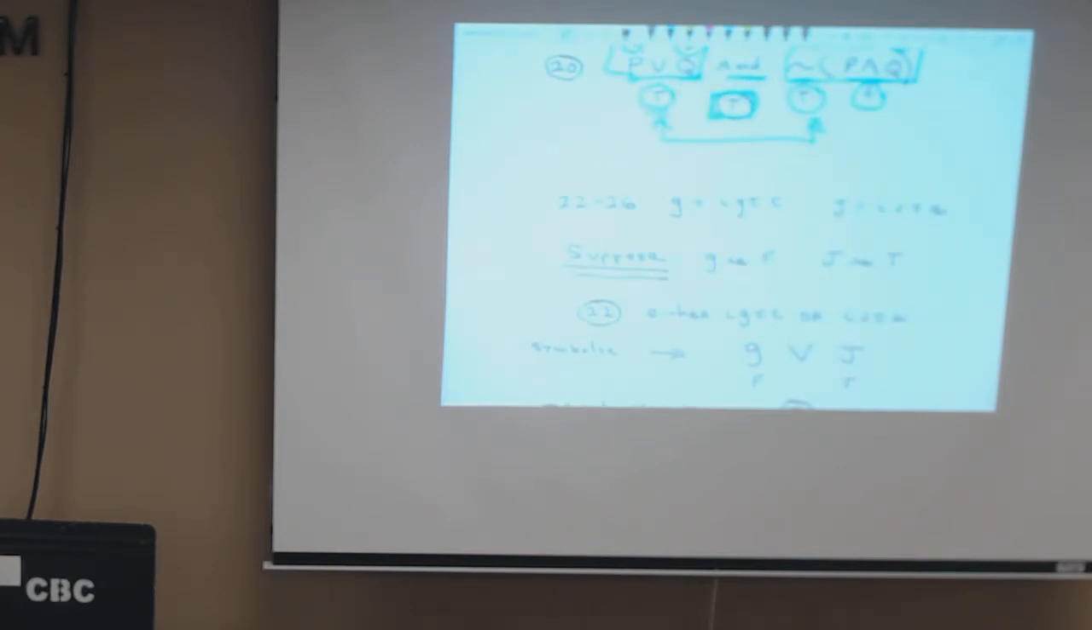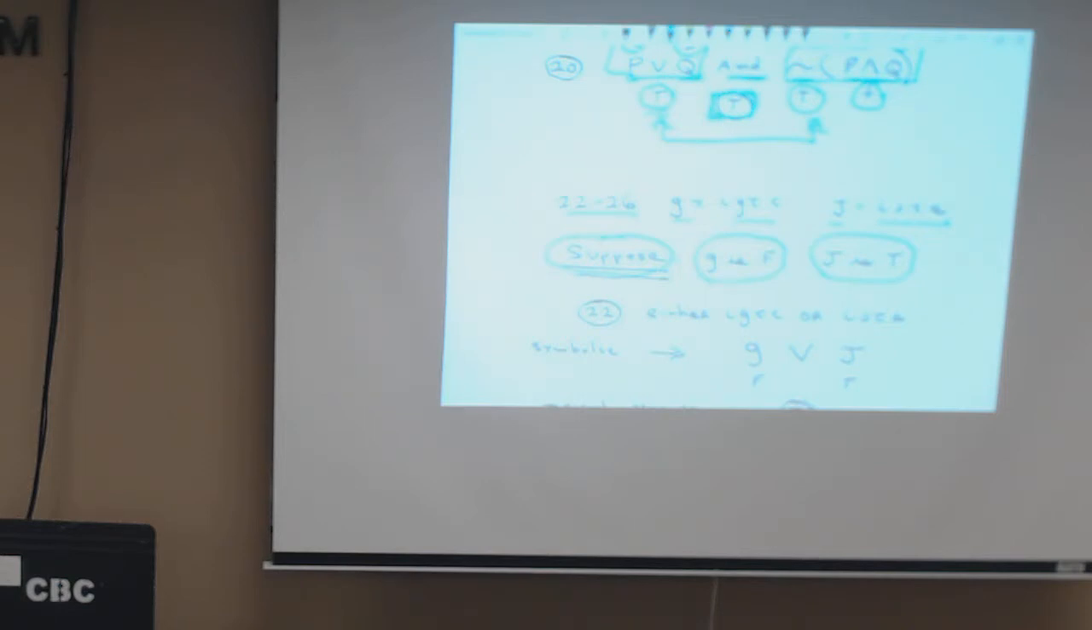22 through 26. G is I go to college. And J is I join the army. Suppose that G is false and J is true. Write each statement in symbolic language.